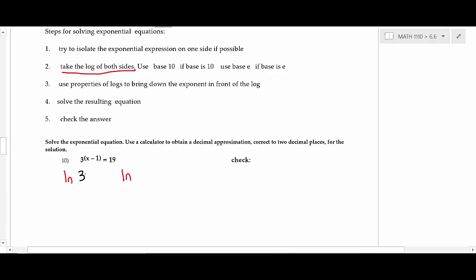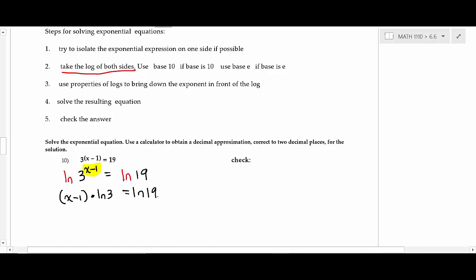We're going to do the ln of 3 to the x minus 1, and that's going to be equal to ln of 19 like that, okay? Now, what we learned earlier, this is real important, what can you do with that x minus 1? You can bring it down, okay? That's why this works so well. So what you would have is x minus 1 times ln 3 is equal to ln of 19.